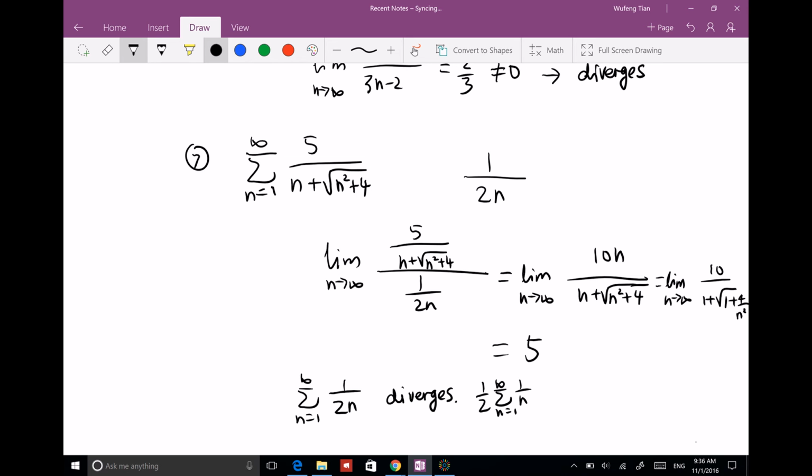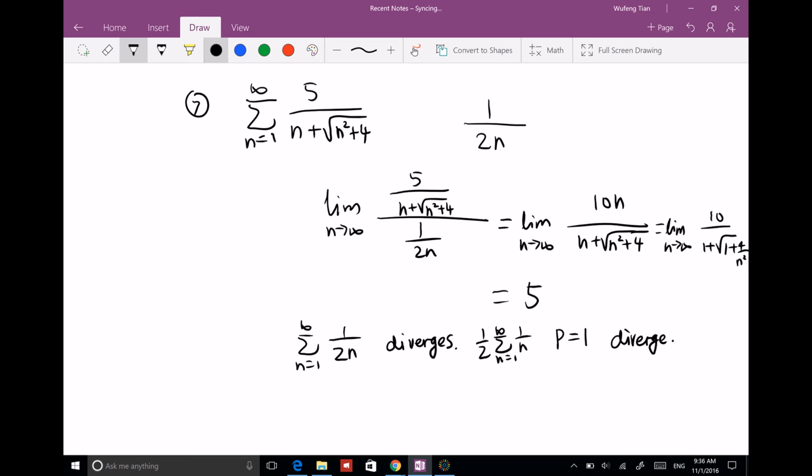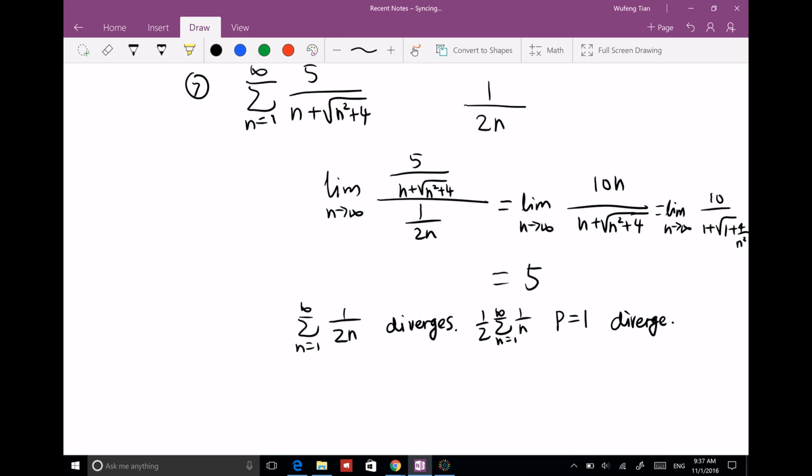If the p is 1. Yeah, p is 1. Whenever p is bigger than or equal to 1, it diverges. P series only converges when p is bigger than 1. Okay, p equals 1 diverges. You can use the integral test to get an ln n. It's got ln infinity, so it diverges. Alright, so this diverges. Then we have the series n from 1 to infinity 5n plus square root of n squared plus 4 diverges.